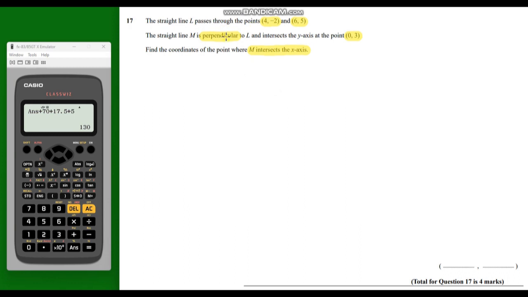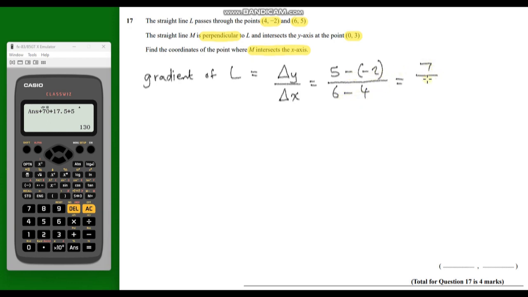So we can work out the gradient of L. So let's write this down. Gradient of L. Well, to work out the gradient, we do change in y over change in x. So what is the change in y? Well, we're going from 5 and we're going to subtract -2. So 5 minus -2. And then we've got 6 minus 4. Obviously, make sure you're dealing with the negatives correctly here. So 5 subtract -2, well, that will give us 7. 6 subtract 4 is 2, so our gradient is 7 over 2.